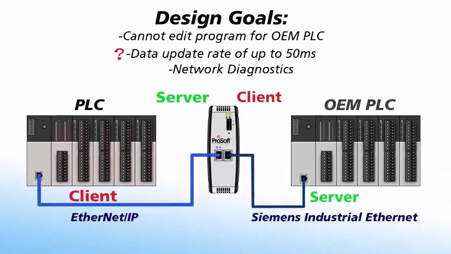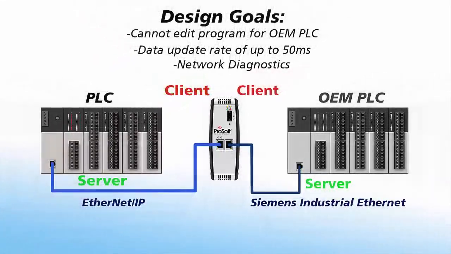To avoid using message instructions, we could configure our gateway as a client on the Ethernet IP side and the PLC as a server. This would eliminate the dependency on ladder logic timing and would also not require program changes. However, because the gateway is initiating communications, the PLC will not have any indication in case of a communication failure. The gateway would be invisible to the PLC.